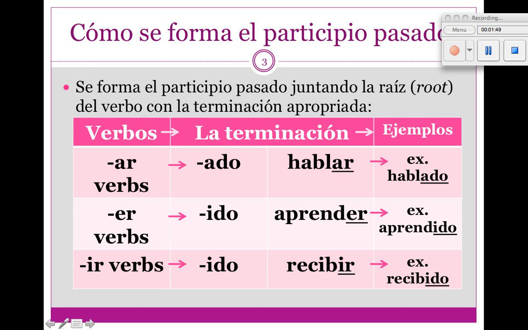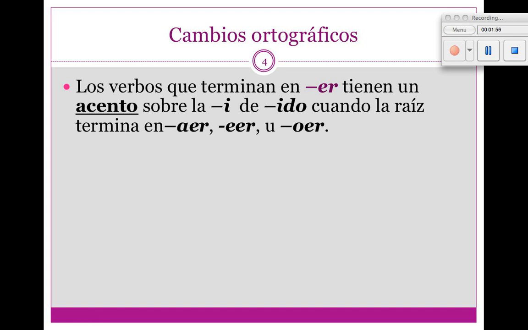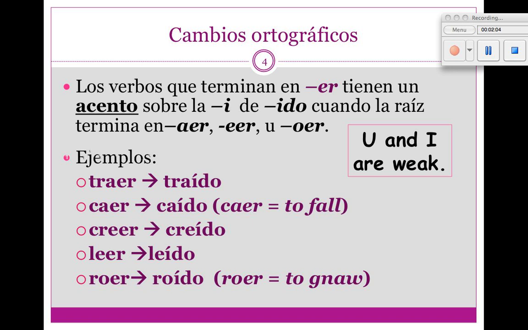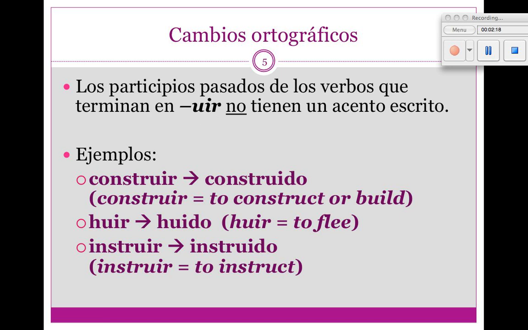You already know how to form the past participle because we've already gone over this. So this is nothing to you. AR verbs, ado, ido. Fácil. This you all also know are the verbs that have to have an accent. So for example, traer, traído, caer, caído, creer, creído, etc.